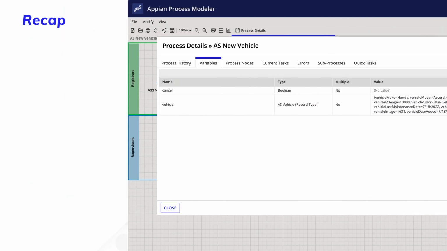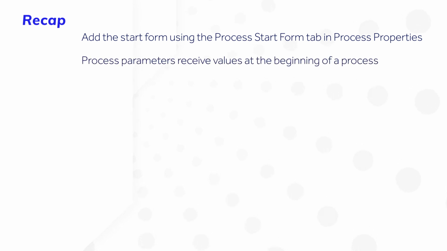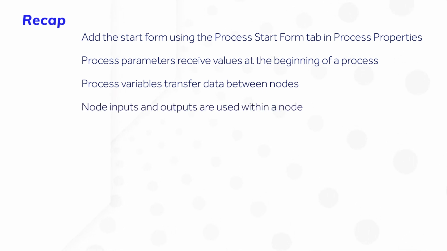Let's recap. Add the start form using the Process Start Form tab in Process Properties. Process parameters are variables that receive values at the beginning of a process. They are created automatically after you add a start form. Process variables transfer data between nodes. Node inputs and outputs are local variables used within a node. To be moved to the next node, they should be mapped to process variables.